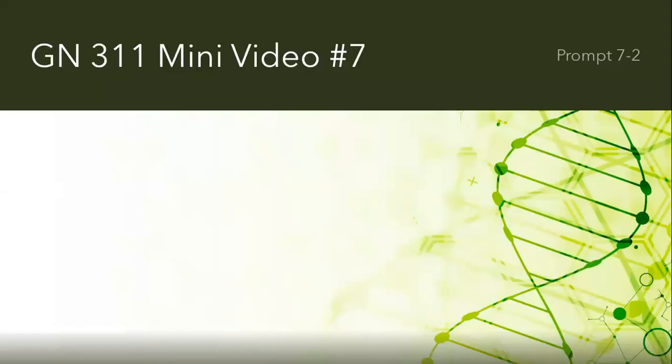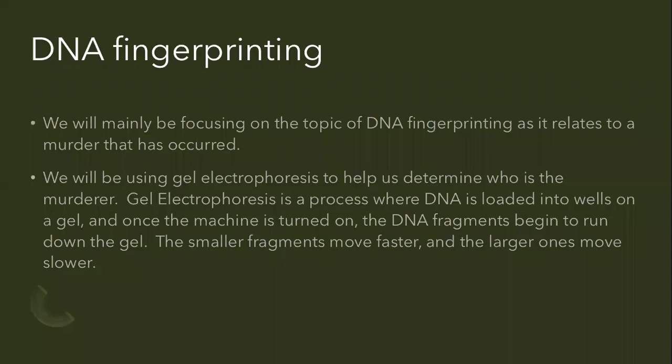Today we'll be discussing the second prompt for the seventh genetics mini video. Throughout this video, we will mainly be focusing on the topic of DNA fingerprinting as it relates to a murder that has occurred in our town. We will be using gel electrophoresis to help us determine who the murderer is.